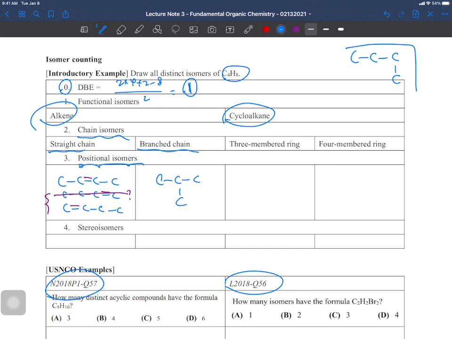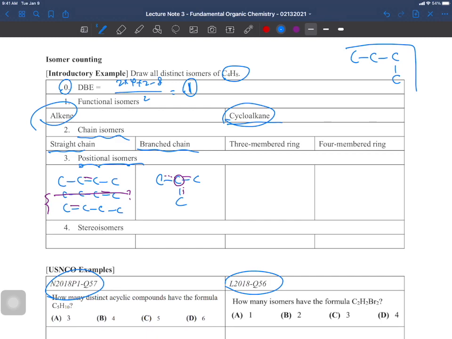And then in the branch chain, we also add the double bond. Next we add it here, and you realize the central carbon is also symmetric. So you don't need to put it here, you don't need to put it here, because they are all the same, right? So let's follow a similar idea for the cycloalkane.